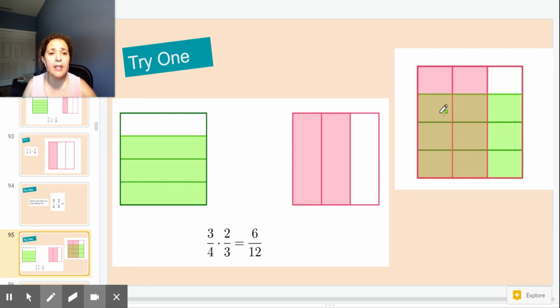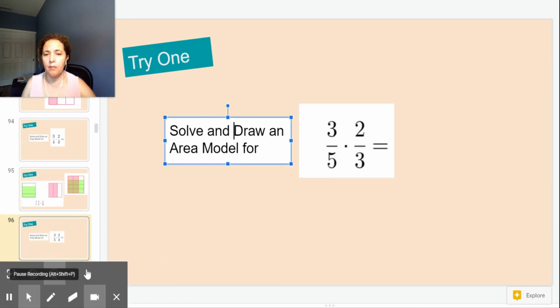So here you can see how many are double shaded. 1, 2, 3, 4, 5, 6. 6 out of 12 are double shaded. Okay. All right, try another one. Solve and draw an area model for 3/5 times 2/3, and then come back to me.